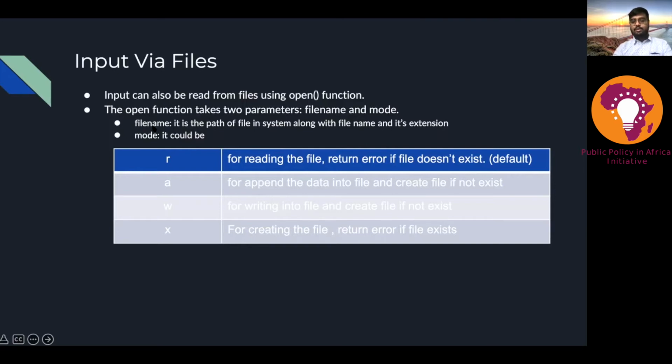So file name is the path of the file in the system, along with the file name and its extension. Another way of doing this is you can write only the file name with its extension if it is in the same folder as the file you are executing. I will show you this in a moment. So next up we have mode. So the modes are of four different types. So R for reading the file, returns an error if file doesn't exist. Then we have A for appending the data into the file, and creates the file if it doesn't exist.